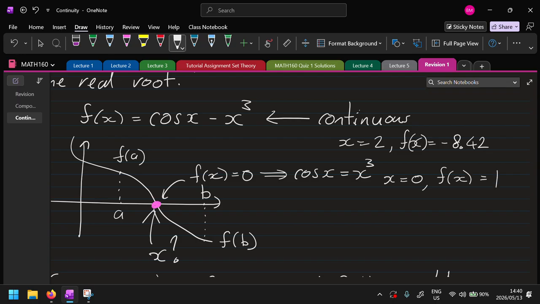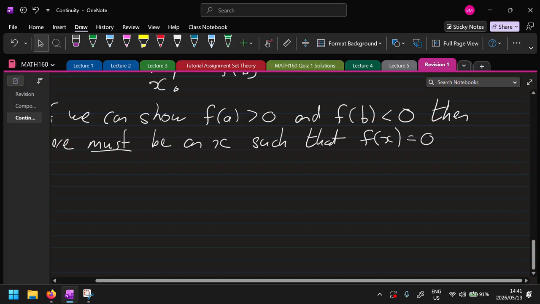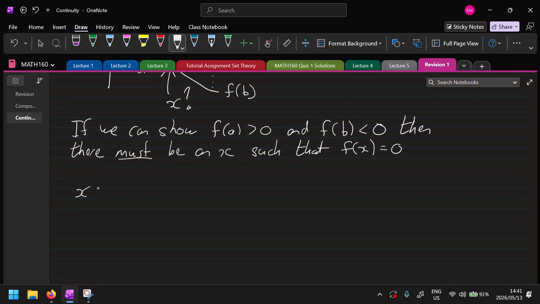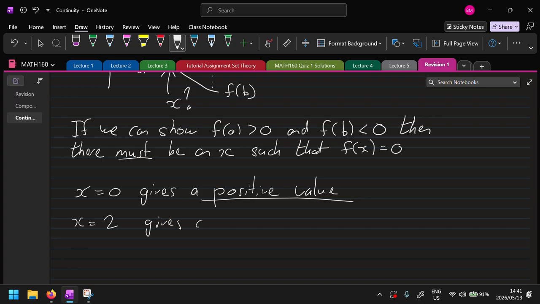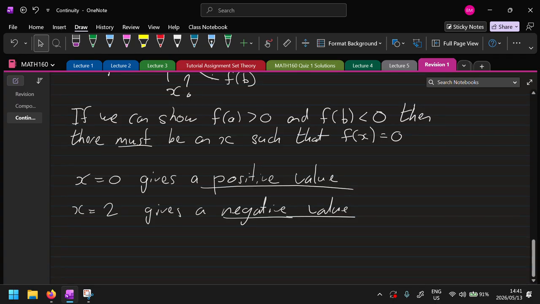So at x equals 0, we got a positive value. At x equals 2, we got a negative value. So somewhere in between, it must be 0. So x equals 0 gives a positive value. X equals 2 gives a negative value. So that means somewhere between those, we don't know what it is, it must give 0.